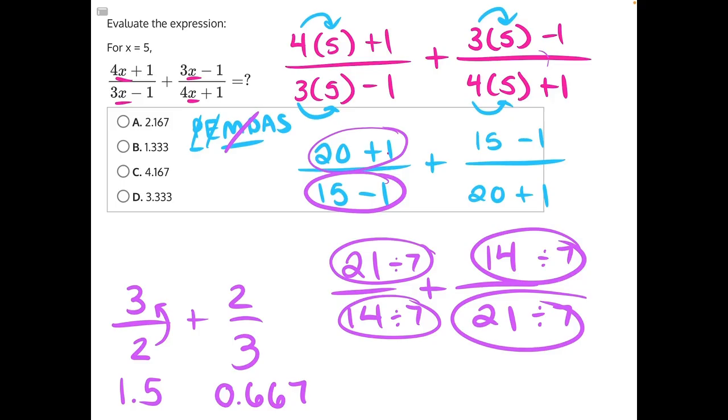We have 1.5, 0.667. I can add some zeros, and this will give us 7, 6. 5 plus 6 is 11, carry the 1. 1 plus 1 is 2. So we have 2.167, making answer choice A our correct answer.